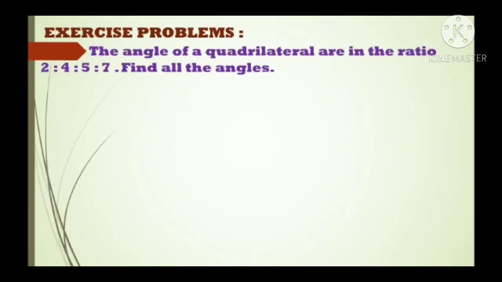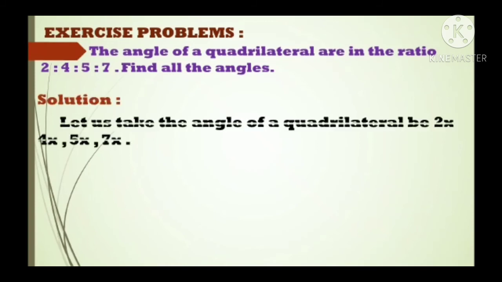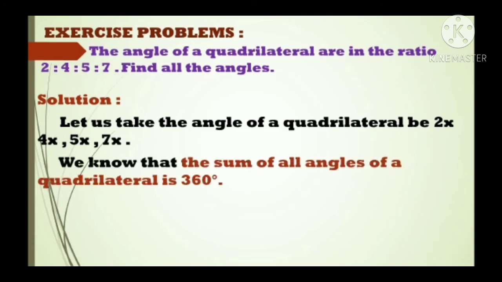So the next exercise problem is: the angles of a quadrilateral are in the ratio 2:4:5:7. Find the values of all the angles. So the angles of the quadrilateral are given in the ratio format. We have to find the values of all the angles. Okay guys. So the solution is, let us take the angles of the quadrilateral as 2x, 4x, 5x and 7x. Okay guys. We know that the sum of all angles of the quadrilateral is 360 degrees.